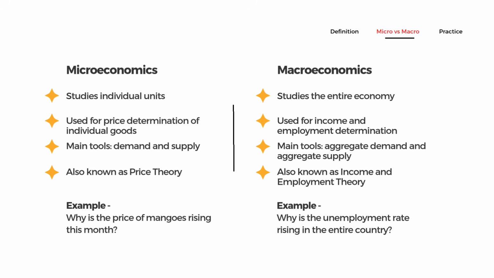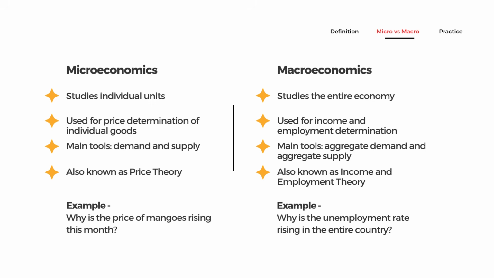Microeconomics is used for price determination of individual goods. And macroeconomics is used for income and employment determination. The main tools of microeconomics are demand and supply. And the main tools of macroeconomics are aggregate demand and aggregate supply. Microeconomics is also known as price theory, and macroeconomics is also known as income and employment theory.